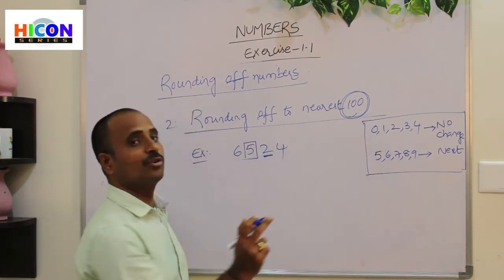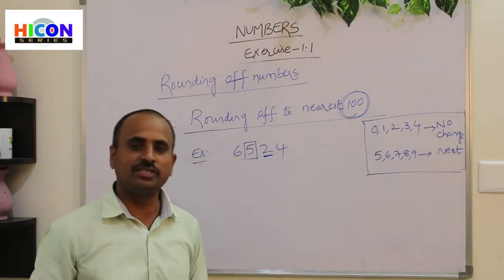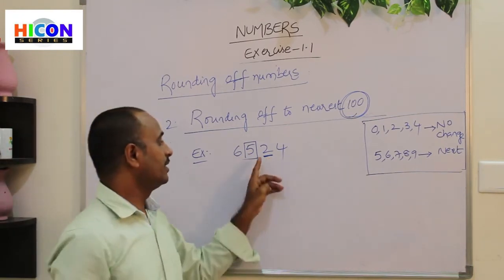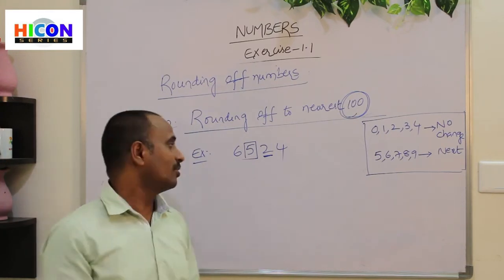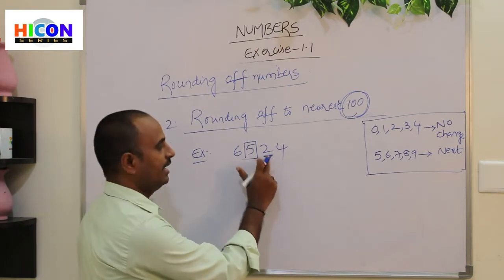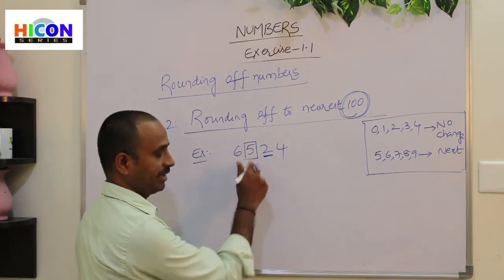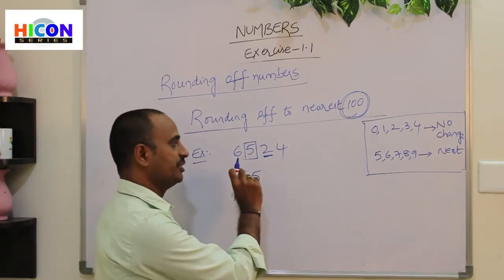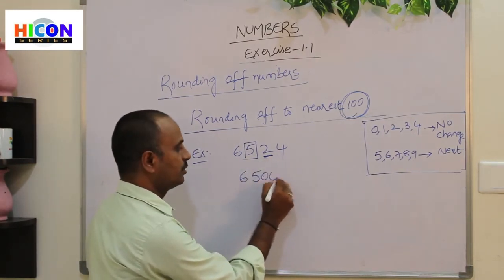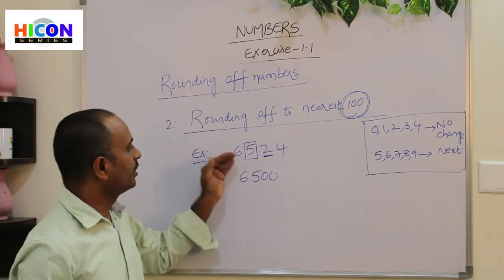Then we have to round off the given number to the same digits. That means the hundreds should not be changed. If the next digit is less than 5, the hundreds should not be changed. If the next digit is greater than 5, then round off to the next hundreds. So here the next digit is 2 and it is less than 5, so keep the same hundreds. That means 65. Keep the same hundreds and put zeros for the remaining 2 digits. So 6500. This is the rounded number.